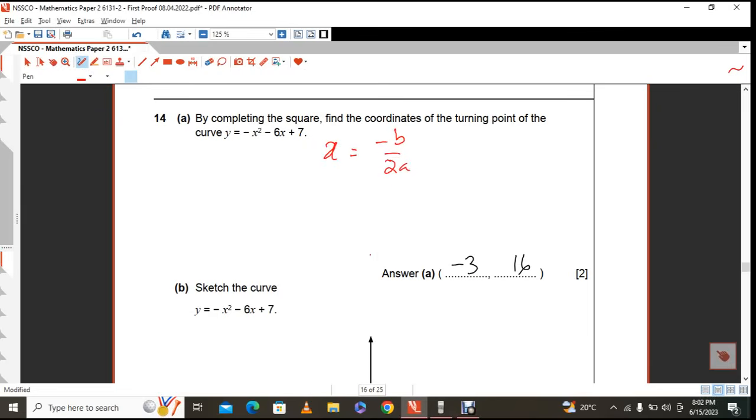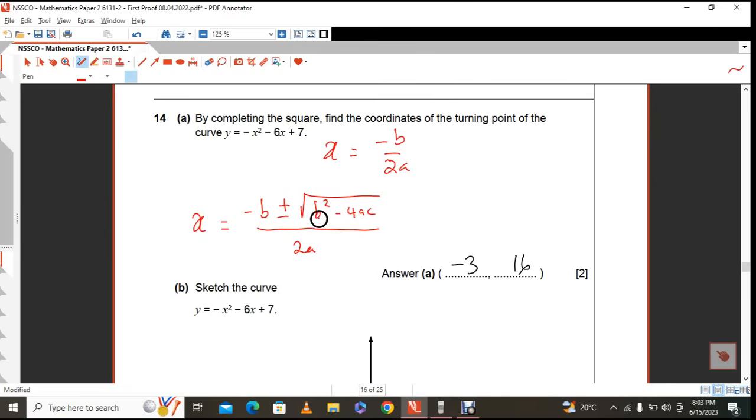And I don't know if you are very much familiar with the quadratic equation formula. But if you are, I'll write it here: x equals, let me first write out what it is. So it's minus b plus or minus the square root of b squared minus 4ac, everything over 2a.